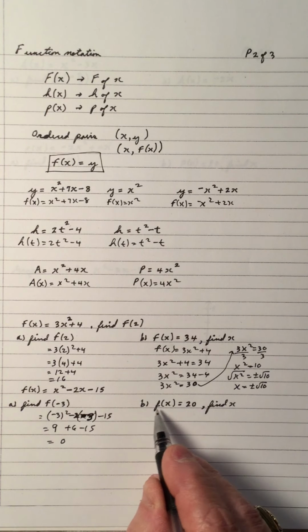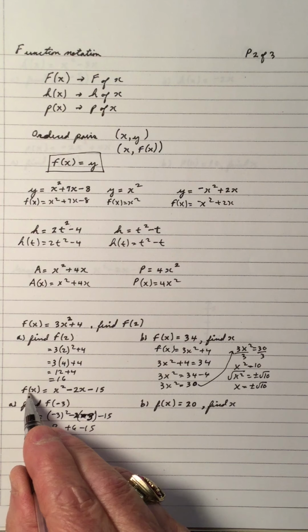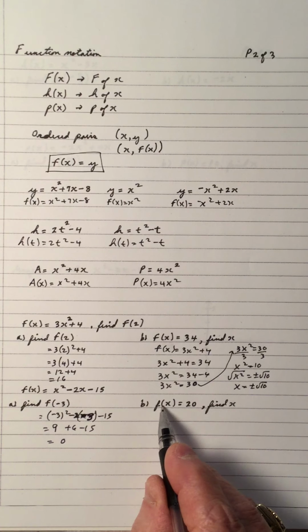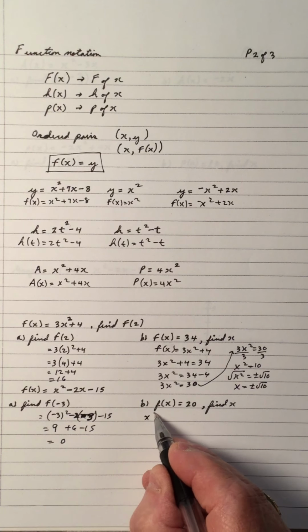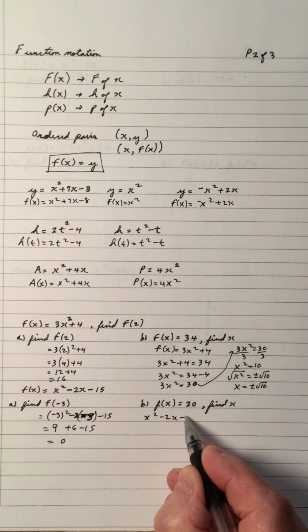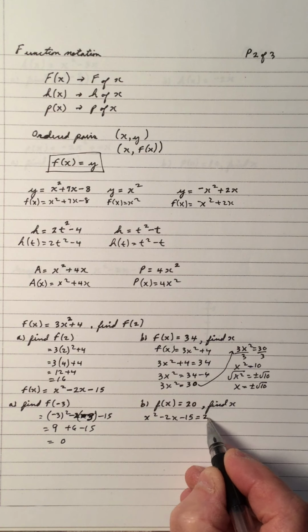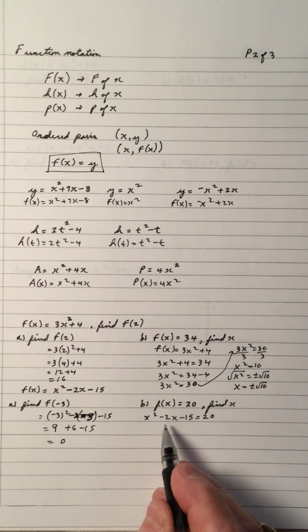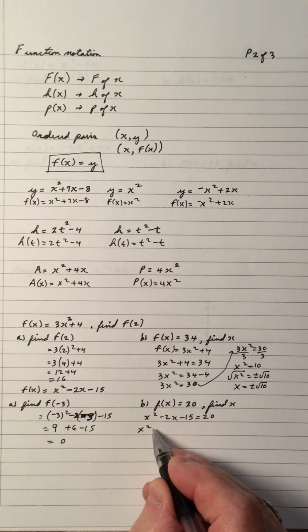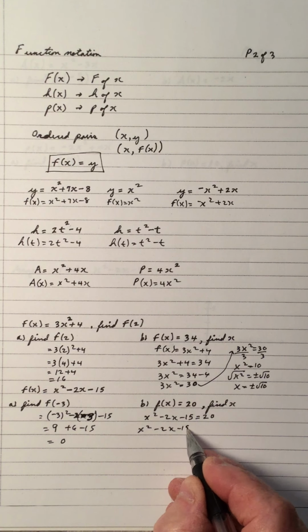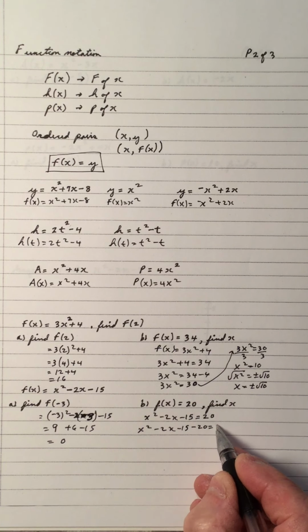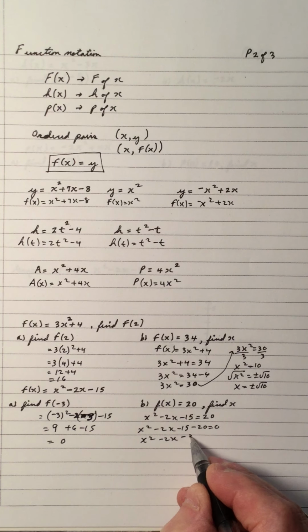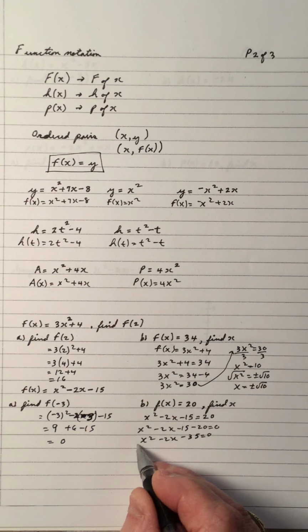Now the reverse. The f of x equals 20. The f of x equals x squared minus 2x minus 15. They're both equal to the f of x, so that means that x squared minus 2x minus 15 equals 20. By substitution, they're both equal to the f of x, so they're equal to each other. That means x squared minus 2x minus 15 minus 20 equals 0. X squared minus 2x minus 35 equals 0.